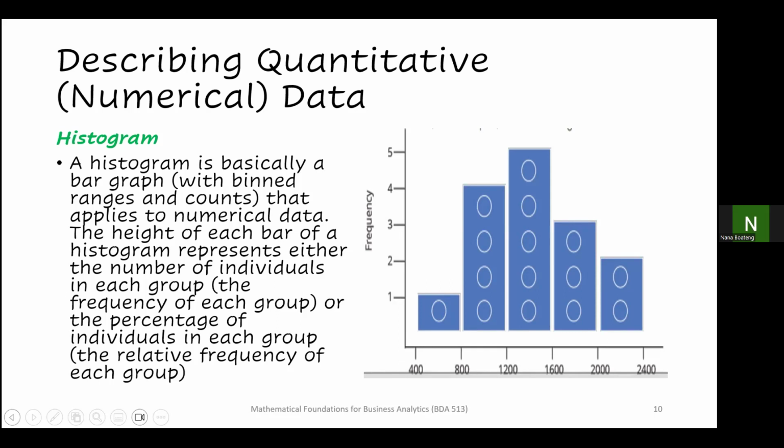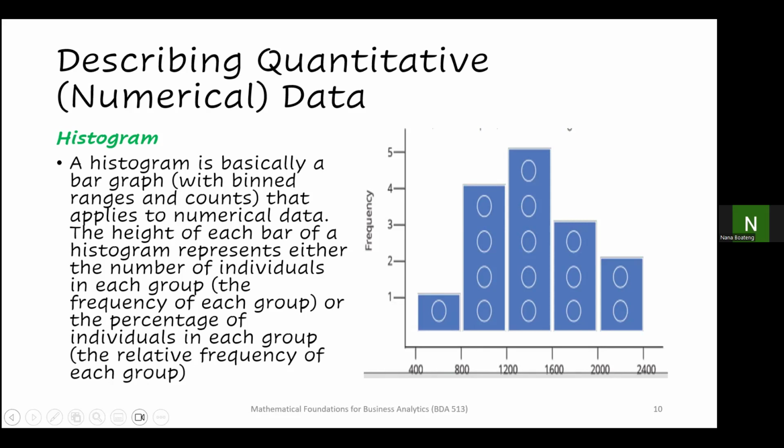The height of each bar of a histogram represents either the number of individuals in each group or the percentage of individuals in each group, that's the relative frequency of each group. So you will see that in a typical histogram, each bar shows the frequency, the number of times each observation appears.